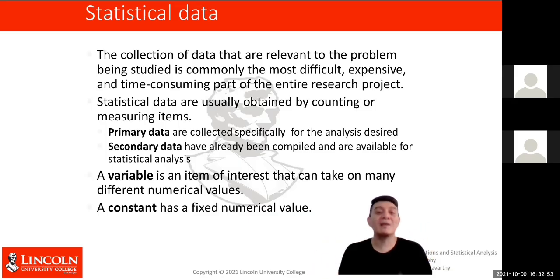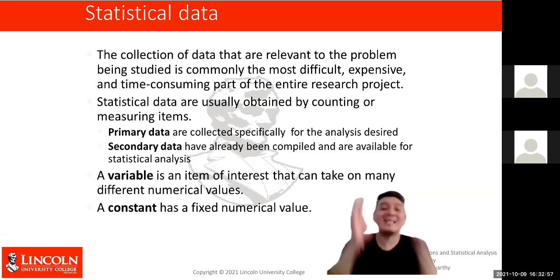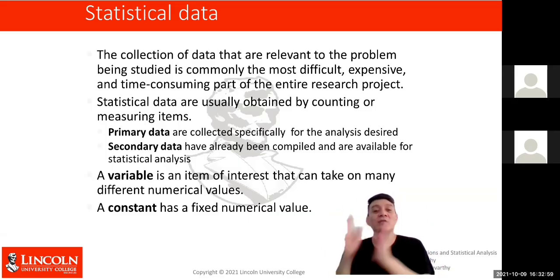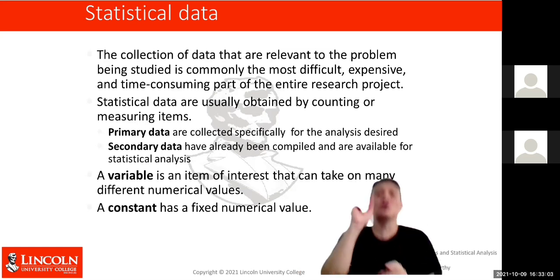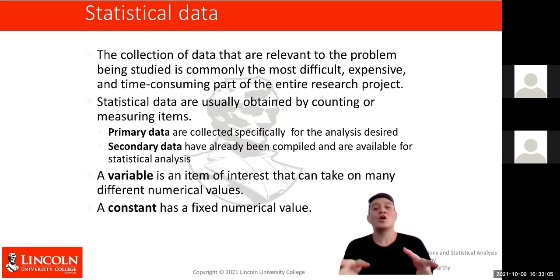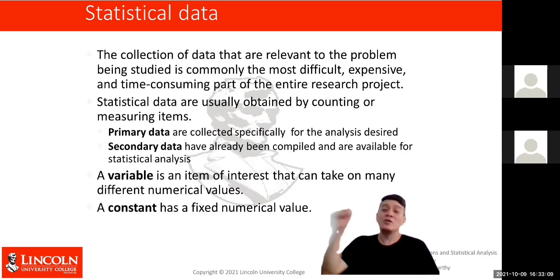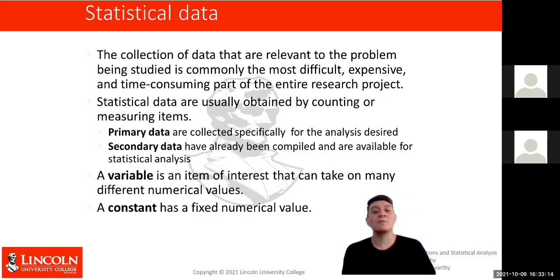So what is a primary data collection? The primary is you yourself collected the data. Primary data collection are collected specifically for the analysis desired. That means you, as the researcher, are collecting the data yourself. If it is an experiment, you're the one who did the experiment. So what is a secondary data collection? It has already been compiled for you and is already available for statistical analysis.